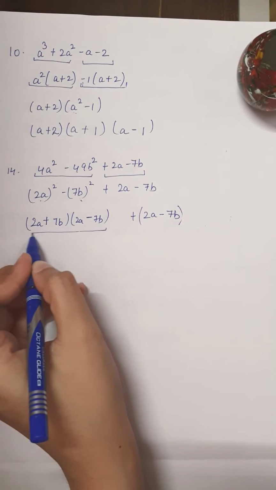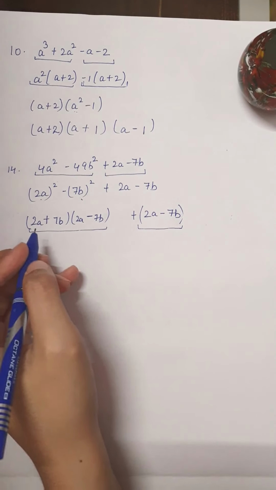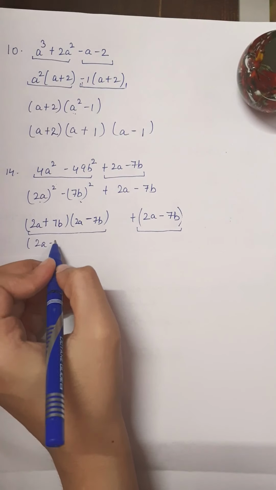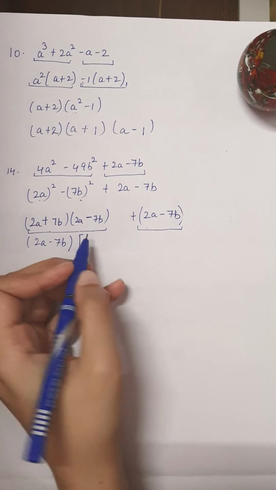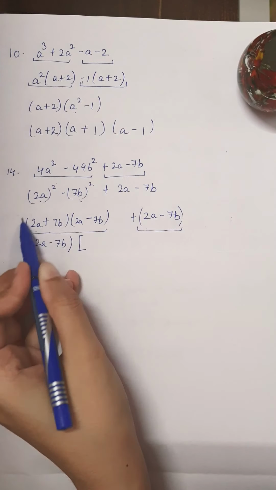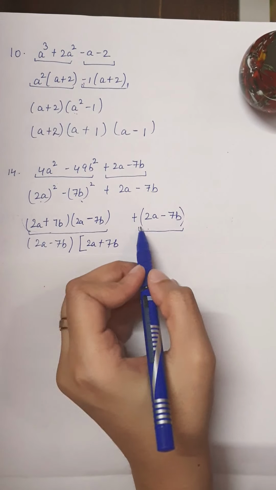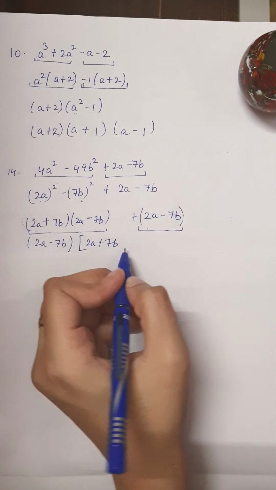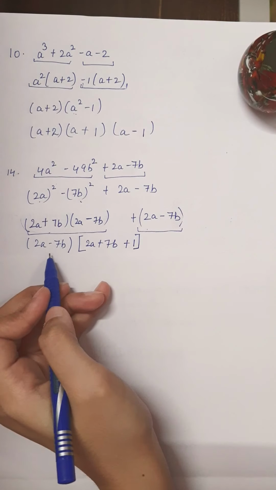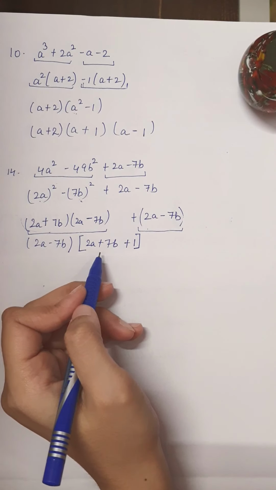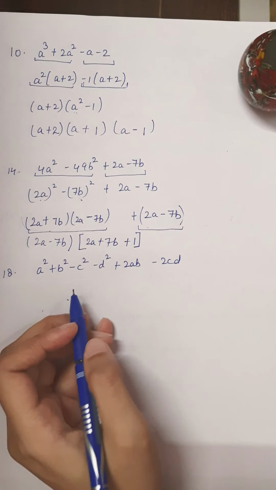So out of the two terms that I have got, anything is common? Yes. So now 2a minus 7b I have taken common from both the terms. Let's see. From this term I am left with this only, 2a plus 7b, and from this term everything I have taken common, so I am left with only 1. So the first factor and the second factor. Now next question I am going to give you is this. Pause and try.